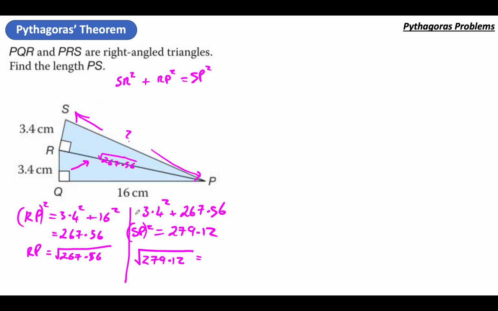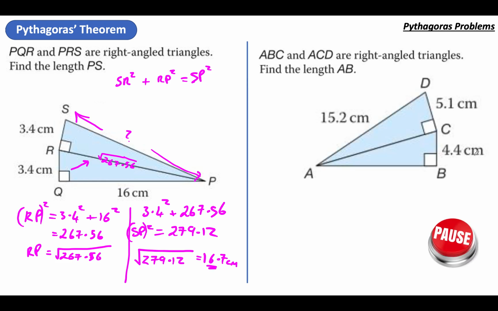Which is to one decimal place, 16.7. It would be 16.71 to 2 decimal places. Now this time you're going to do the same thing, except you're going sort of backwards. You've got the long side. You're going to try and find that side there, which is the short side of the top triangle, but it becomes the long side of the bottom one.